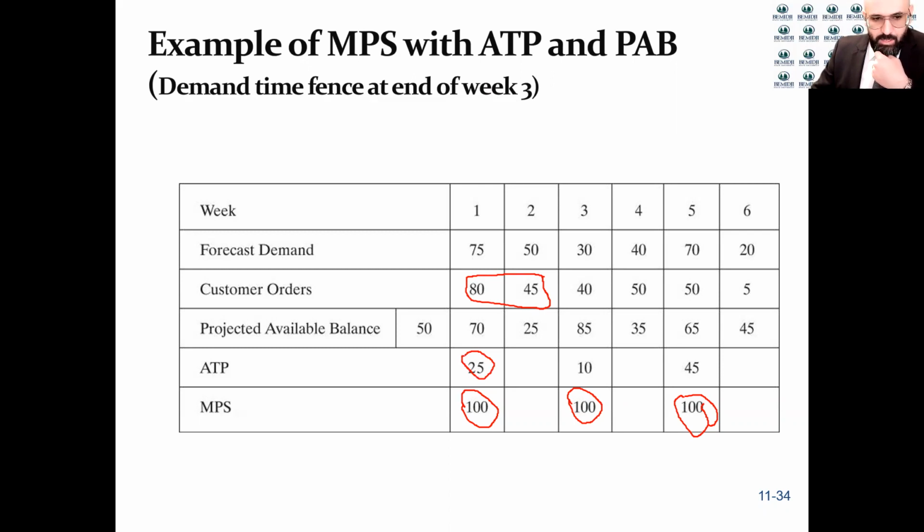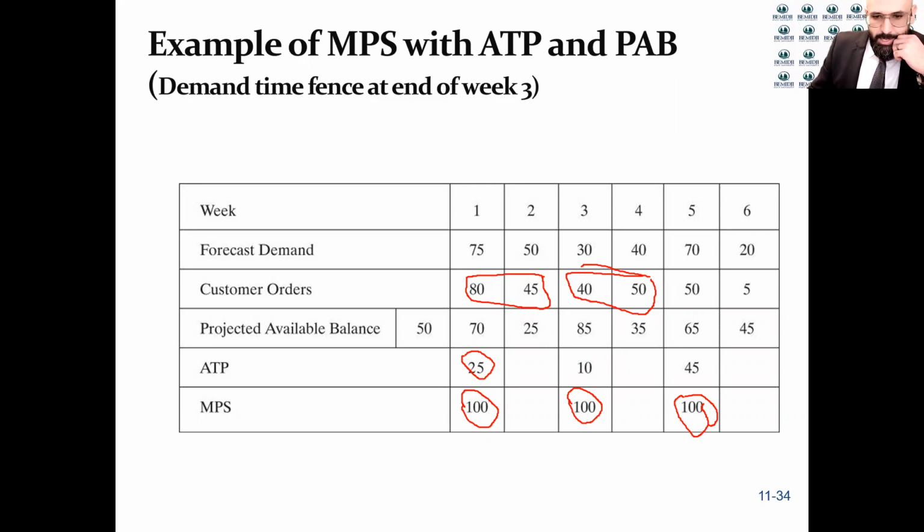Now the next available to promise would be here on week 3. So we need to go with what we have so far. We have 125, and we will send how many of these? 125, send 90 to the customer. 125 minus 90 would be 35.